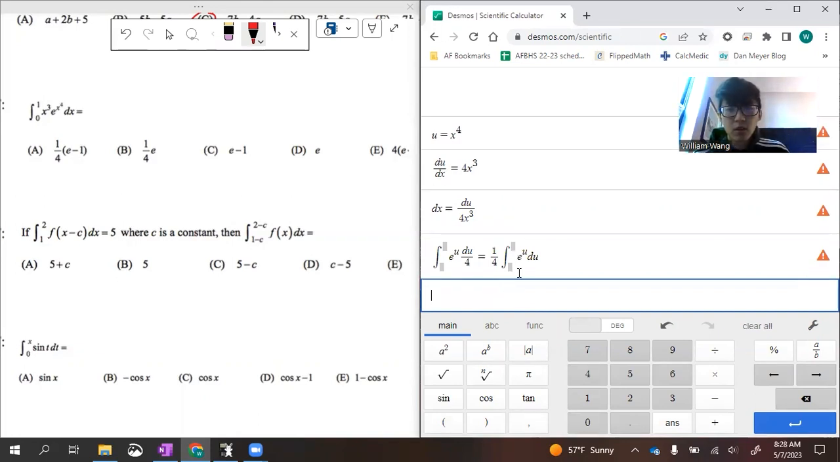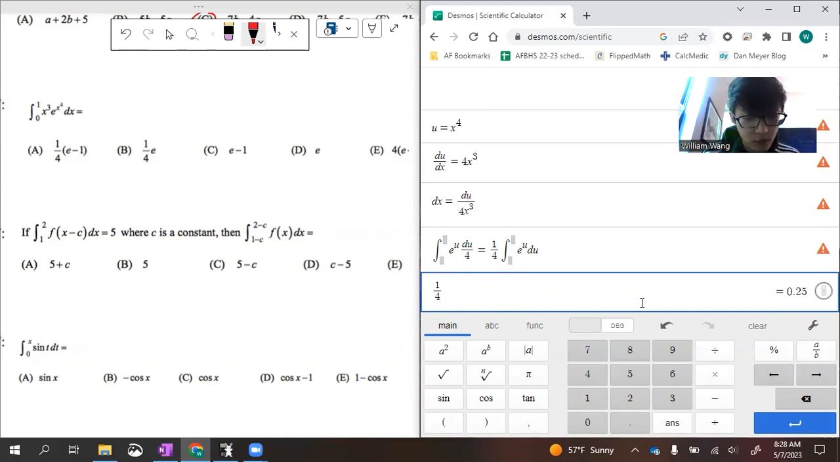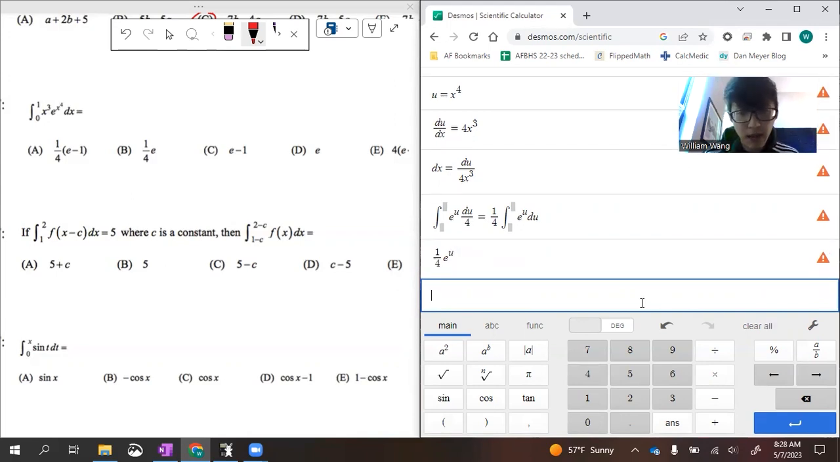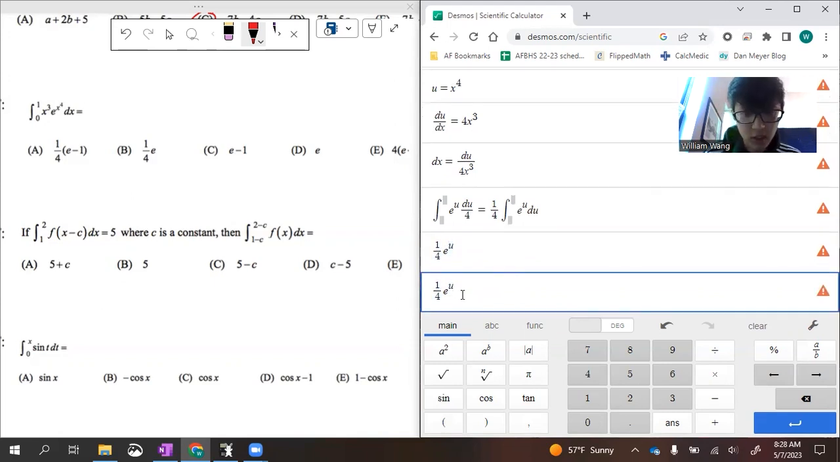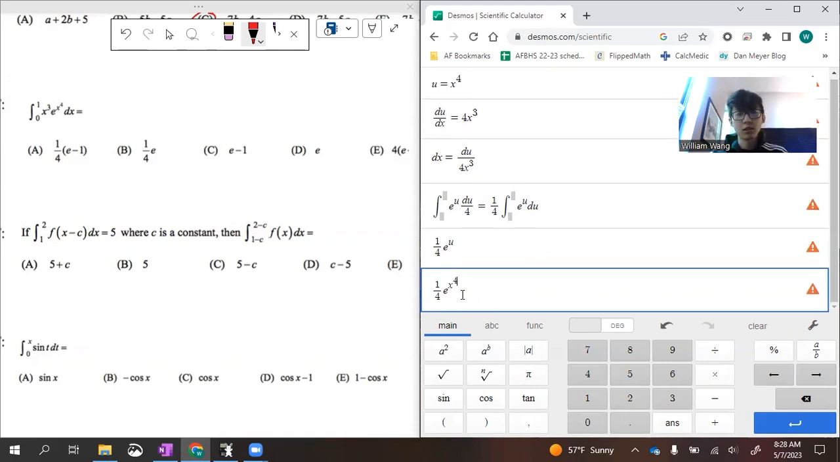Excellent. Well, I can integrate e to the u fairly easily. That's just e to the u. So my integral is 1/4 e to the u. And now I need to replace back, full circle, my u with the x's. So it's 1/4 e to the x to the fourth, right? My u is x to the fourth.